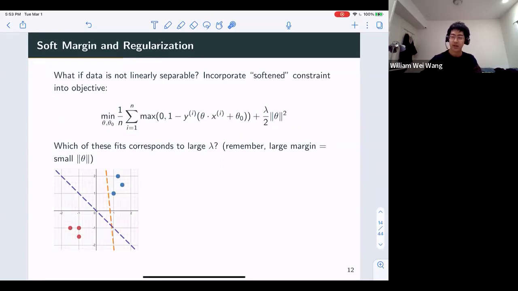So now this takes me to another quick poll. I have two fits over here on this diagram, and I'm claiming that they were both generated by minimizing this objective for different values of lambda. So the question is, which one of them would have used a larger value of lambda?